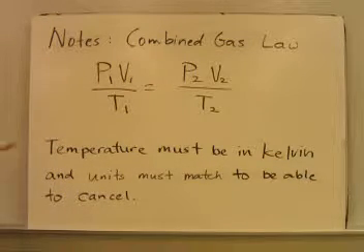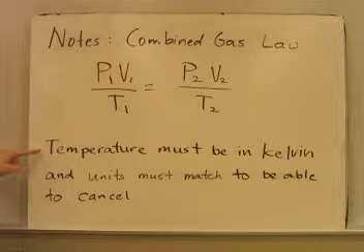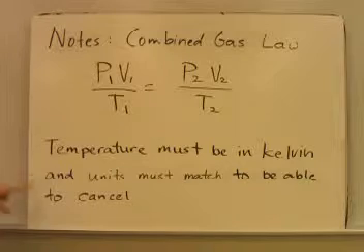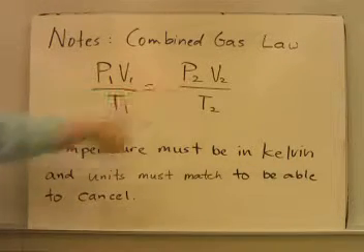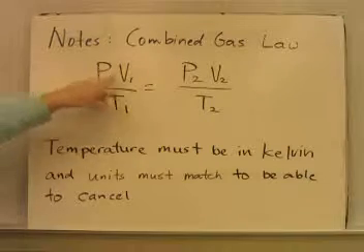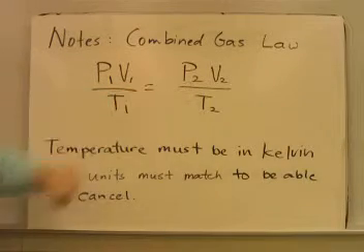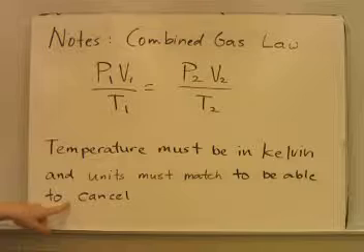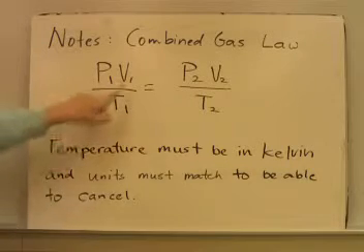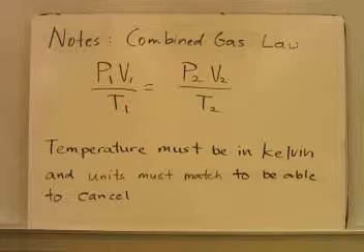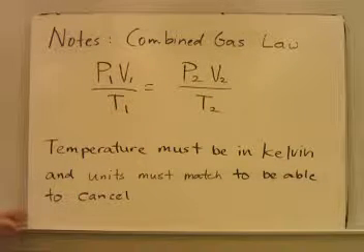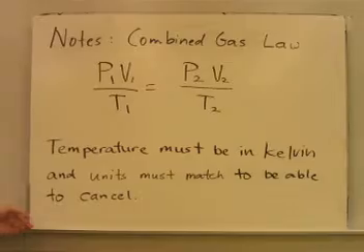Now the important thing to remember is, like all of the other ones that have temperature, your temperature must be in Kelvin. And secondly, pressure units have to match. So if you have ATM here, you have to have ATM on the other side. And your units for volume have to match. So if you have liters over here, you have to have liters over here so that they will cancel. So let's go ahead and do our first example.